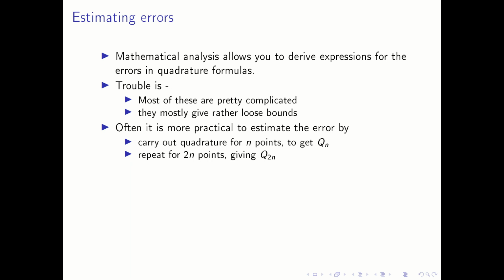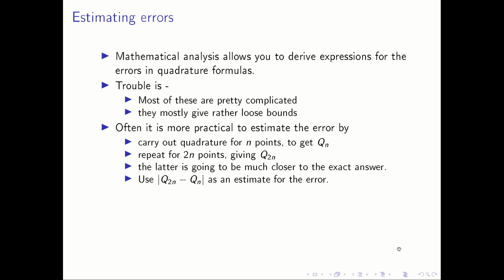Now, for any well-designed quadrature formula, if you increase the number of points, if you go from n to 2n, the chances are very, very high that you are going to get much, much closer to the exact value. So Q2n is expected to be much closer to the exact result than Qn is. So what we will do is we will estimate the error, which is the difference between Qn and the exact value, by using the difference between Q2n and Qn.